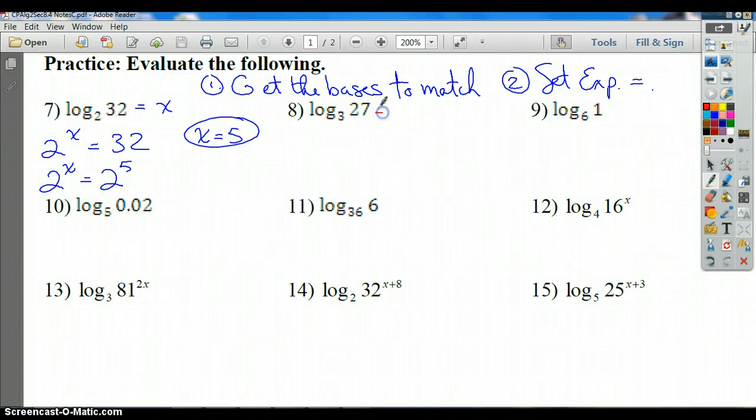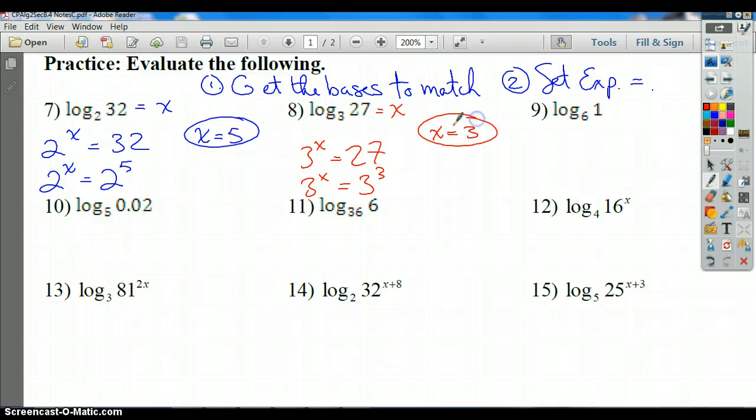Log base 3 of 27 equals x, so 3 to the x equals 27. So, what can I rewrite 27 as? 3 to the 3rd. So you can see my bases are the same again. Set the exponents equal. x equals 3.